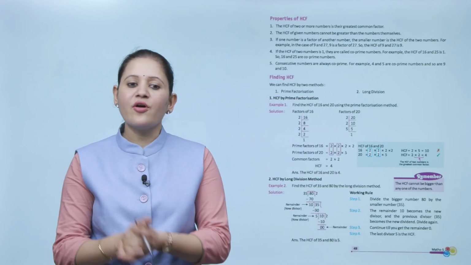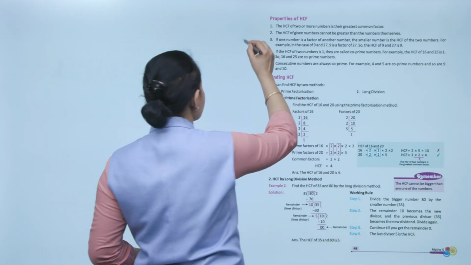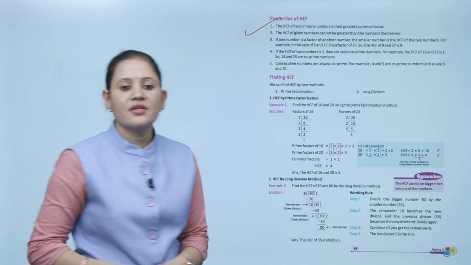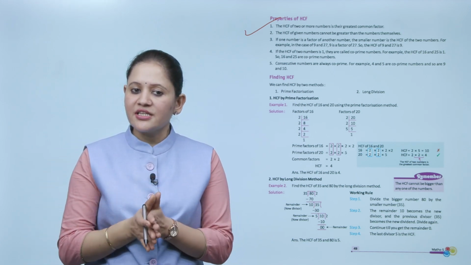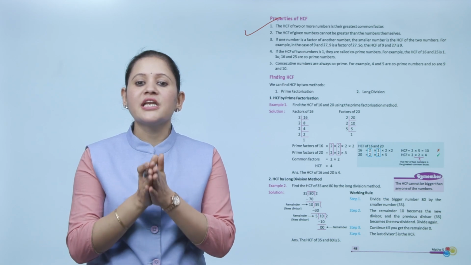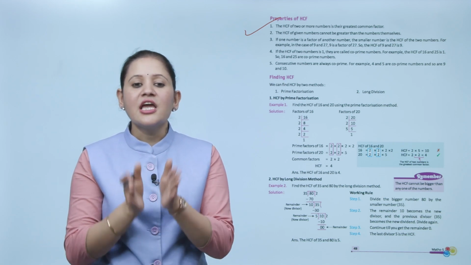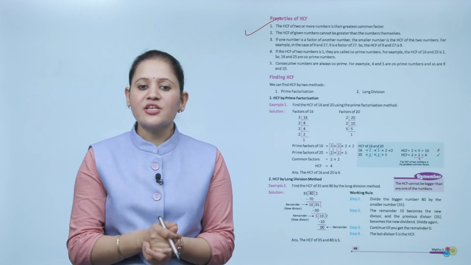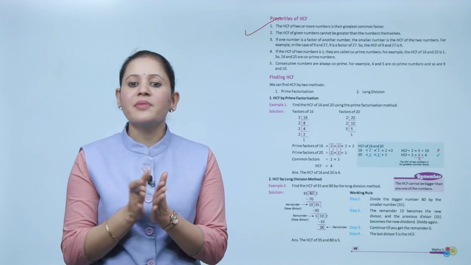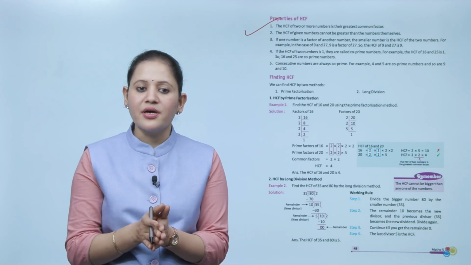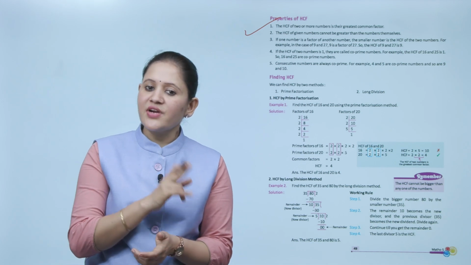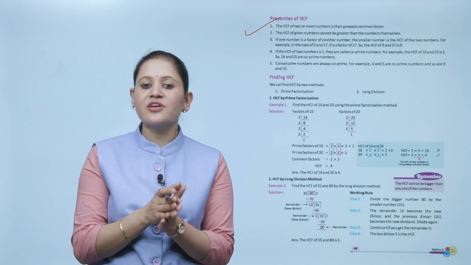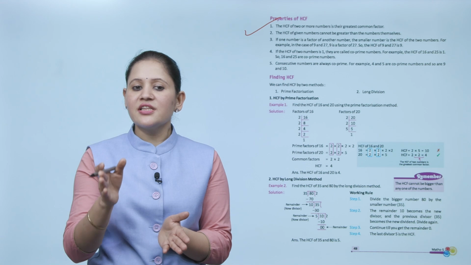Next is properties of HCF. The HCF of two or more numbers is their greatest common factor. The HCF of given numbers cannot be greater than the numbers themselves. If one number is a factor of another number, the smaller number is the HCF of the two numbers. For example, in case of 9 and 27, 9 is a factor of 27. So HCF क्या हो जाएगा 9 और 27 का, that is 9.